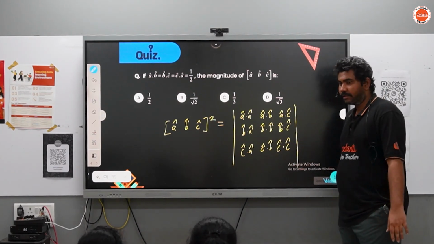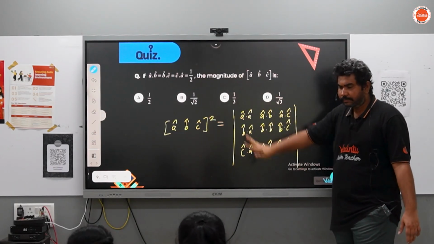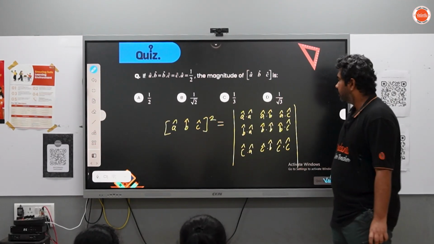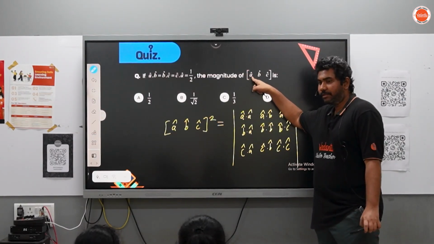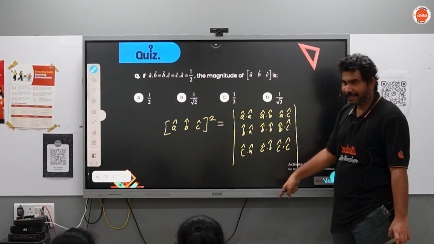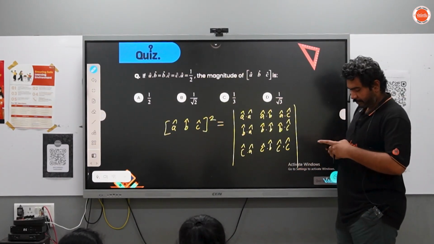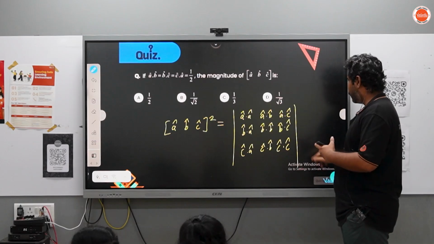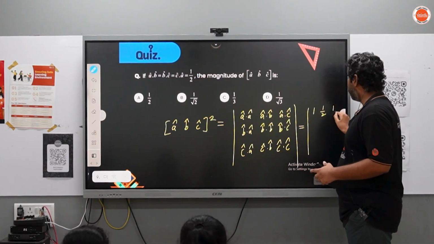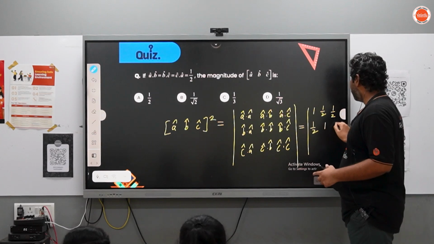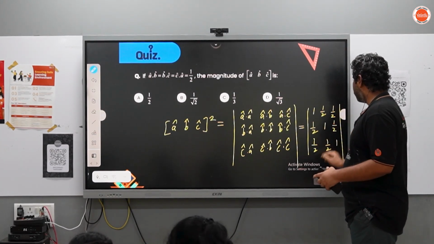Evaluate the determinant. You already have the values, right? A dot b, b dot c. Square. They are asking you only the magnitude of this, not the square. Take the root. Okay. That's all. So you will be having 1, 1 by 2, 1 by 2, 1 by 2, 1, 1 by 2, 1 by 2, 1 by 2, 1. Okay.